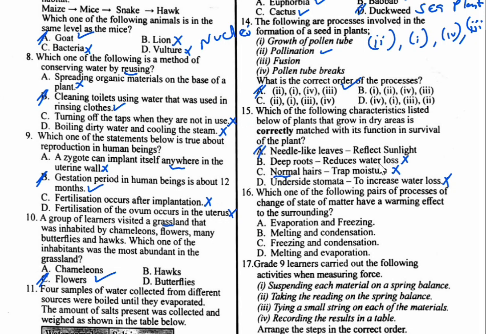They have needle-like leaves to reflect sunlight. I'm going to explain. Needle-like leaves, an example is pine. They have pines and cactus pines. The reason is to reduce surface area and reflect sunlight to minimize water loss. So they have needle-like leaves to reflect sunlight to minimize water loss. We continue to question number 16. Question 15, the correct option is A.